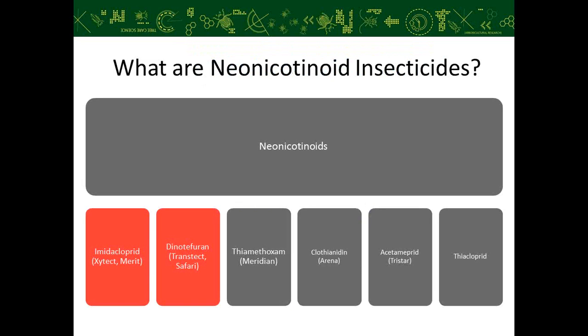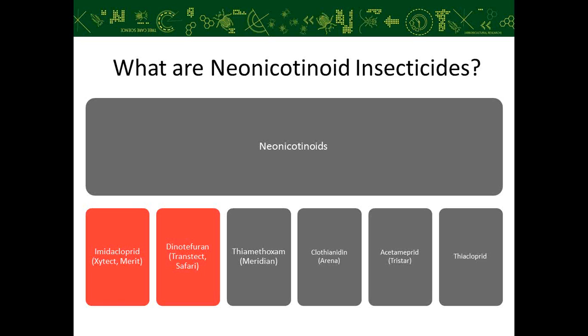So let's further define the neonicotinoids. Many of you are probably familiar with some of the neonicotinoids in this insecticide class and probably have used them. The neonicotinoids are a class of synthetic insecticides that are similar in structure to the naturally occurring compound nicotine, which was actually used as an insecticide around World War II. So what manufacturers did was create a synthetic derivative of that naturally occurring compound.